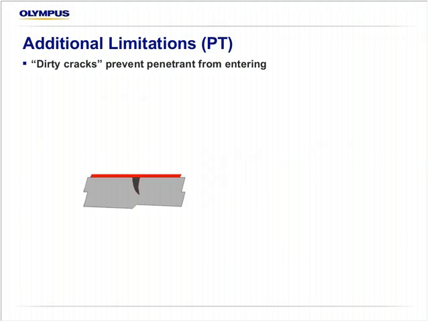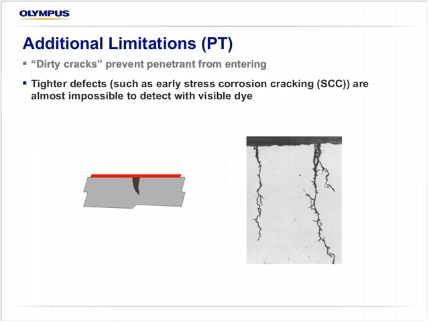On the PT side, specific to penetrant testing, what we refer to as dirty cracks, a crack that has been previously inspected or has something in it, will prevent proper penetration of the dye, so it is challenging to detect. That's also true with SCC, stress corrosion cracking. If it's tight enough, if it's not really open and severe, it could be really challenging to detect with penetrant testing, at least the visible form of it.